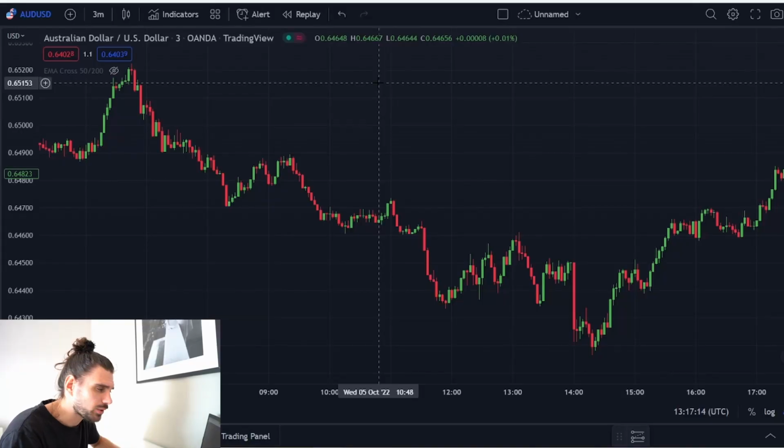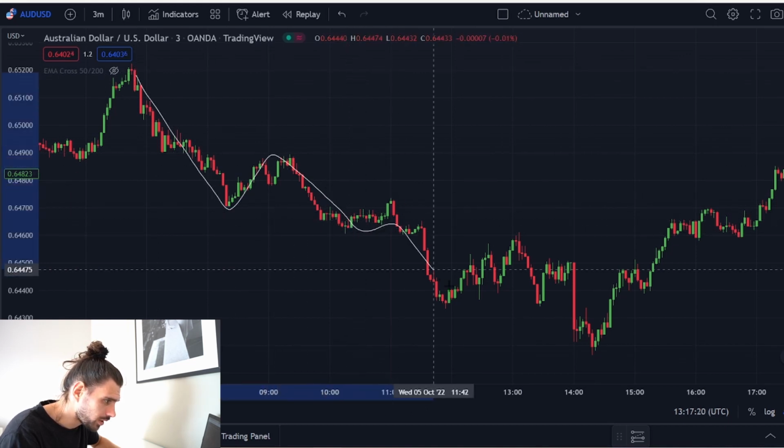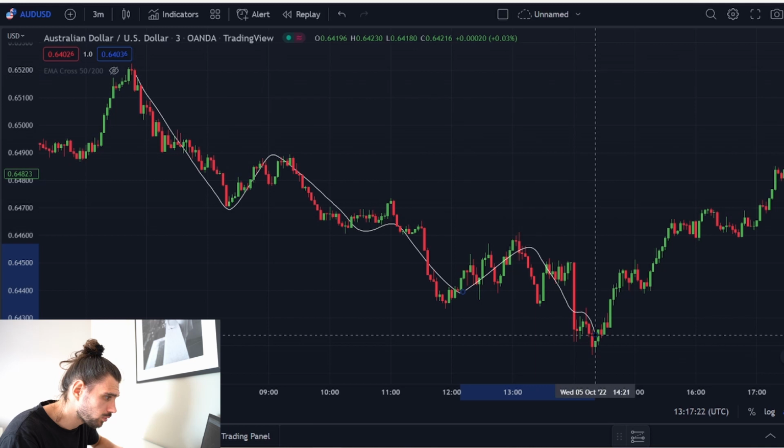So this is a strategy on the 3-minute chart. It's a quick scalping strategy. So here it goes. We start right away with the 3-minute chart and we're looking for a bearish momentum. I want to see lower lows, lower highs, and I want the market to go to the downside.